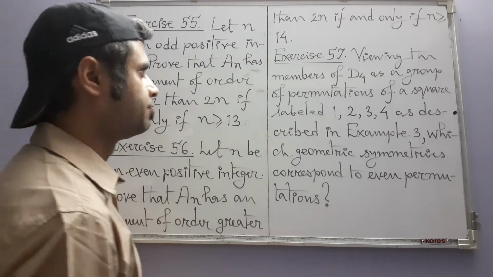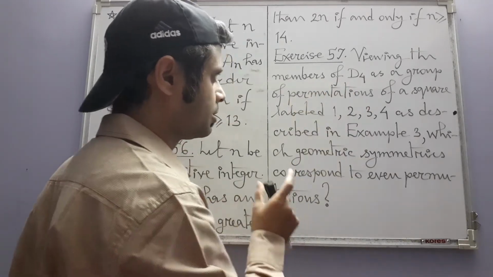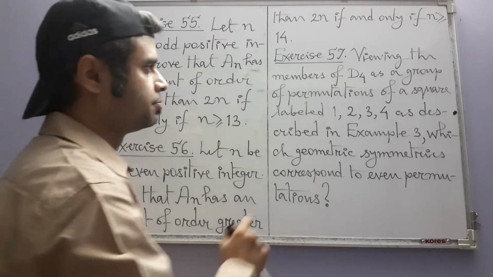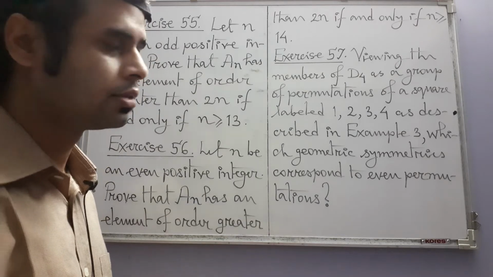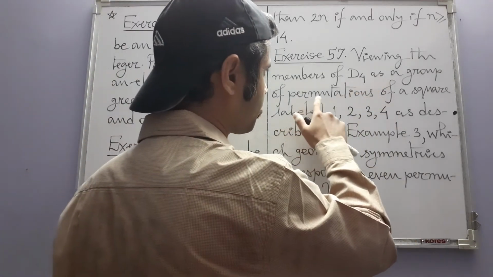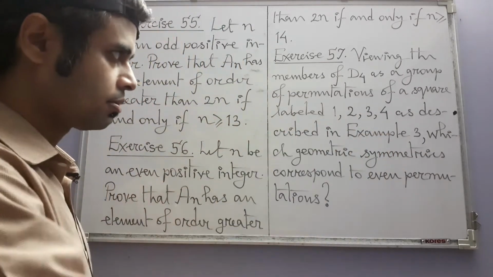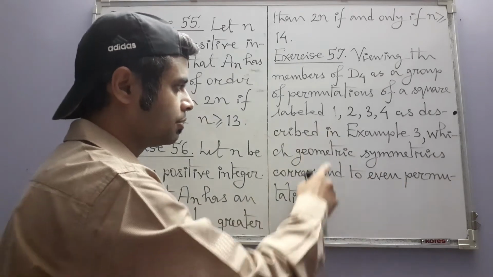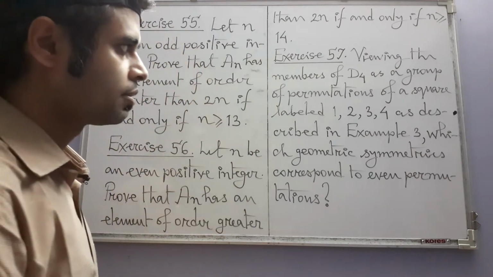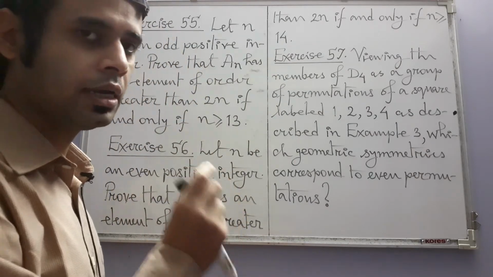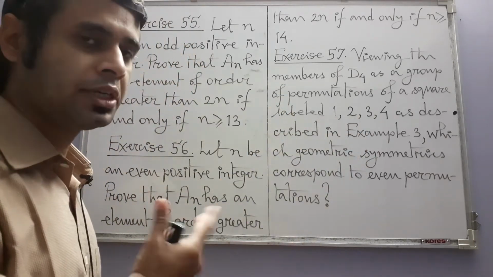Now in this one, we are viewing the members of D4, the dihedral group D4, which as we already know, is the group of symmetries of a square, as a group of permutations of a square whose vertices are labeled like this, consecutive vertices 1, 2, 3 and 4, and it is already described in example 3. Now if we interpret the elements in D4 as permutations of these vertices, because you can do that, right?